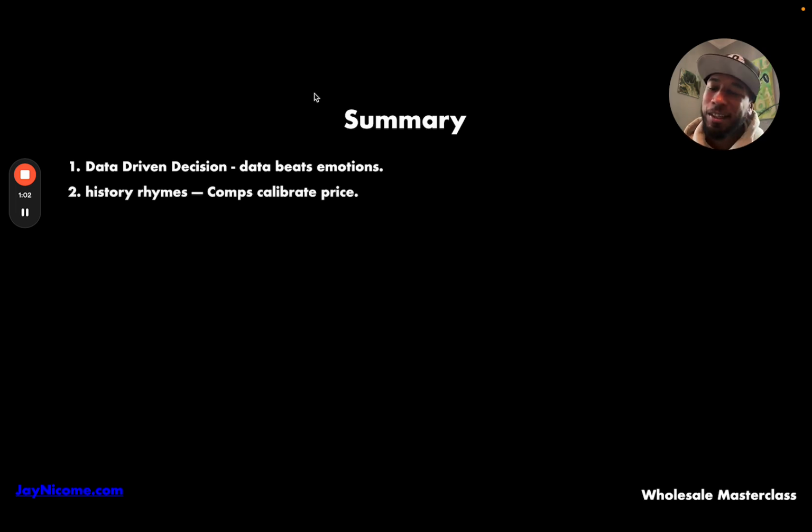History rhymes. Comps calibrate price. You've got to make sure that comps determine the price, and that they're as accurate as possible. Obviously, if you talk to 3 different appraisers, you might get 3 different property values. Same thing when it comes to comps. You might have different comps than the cash buyer or another wholesaler, but at the end of the day, you want to be within reason and within range.